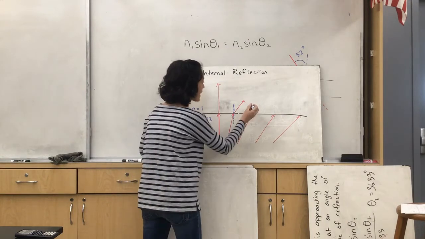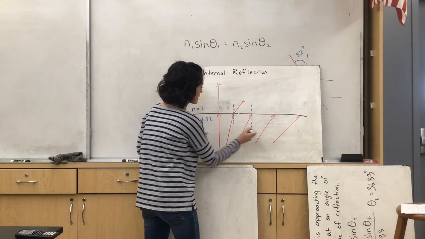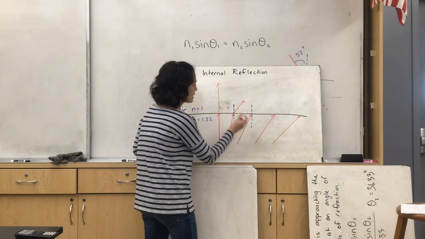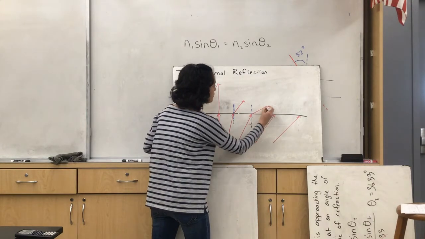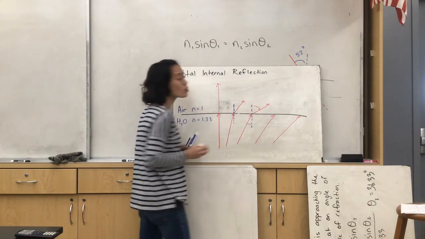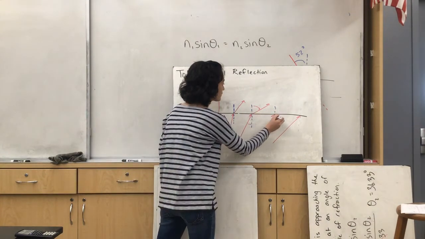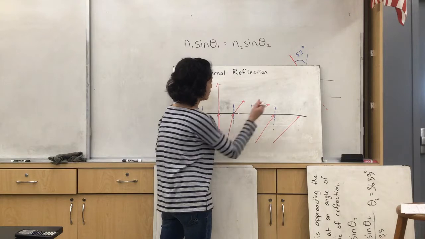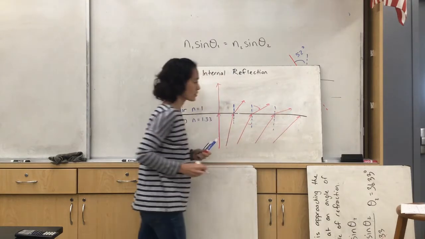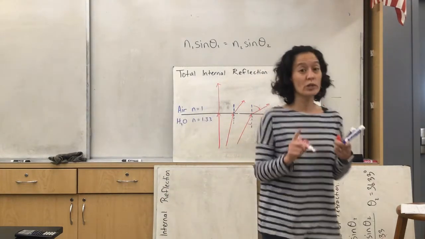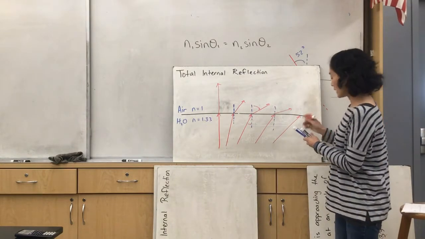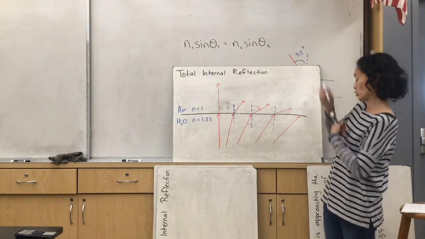And as my angle of incidence increases, so as this angle increases, my bend away from the normal is also going to increase. And that's going to keep on happening. It's going to keep bending further and further away until we reach what's called the critical angle. And for the critical angle, how many markers?